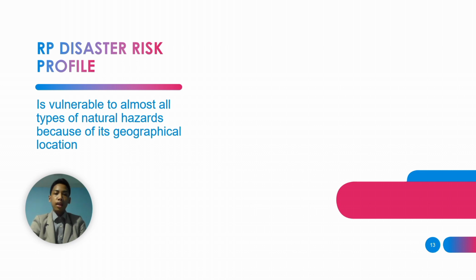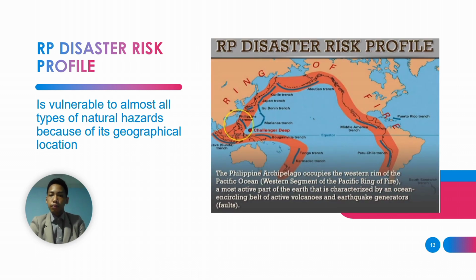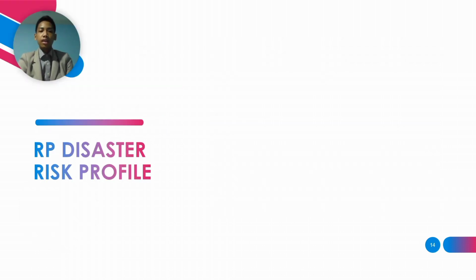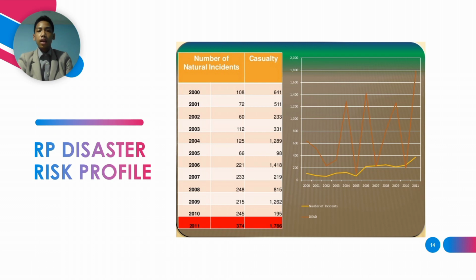It is vulnerable to almost all types of natural hazards because of its geographical location. This is the picture of the Philippines disaster risk profile. Next is the disaster risk profile chart. This chart shows the number of natural incidents that happen every year and the casualties in every year.